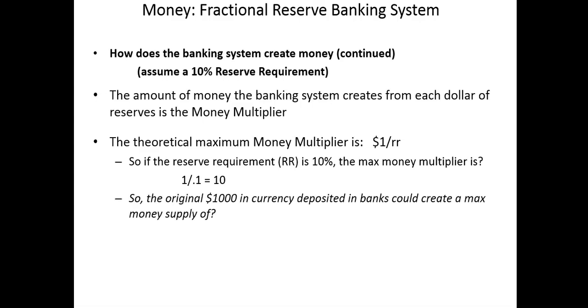Right? So in our example, there's not $1 that we started with. There was the original $1,000 of currency that went into the bank. So how much could that be turned into with the 10% reserve requirement? So the money multiplier is 10, right? 10,000 bucks. Okay, so that's the theoretical maximum money multiplier.